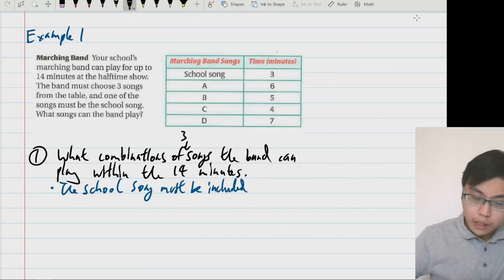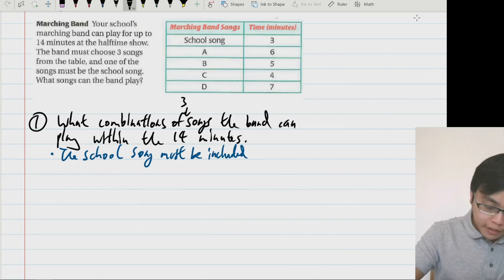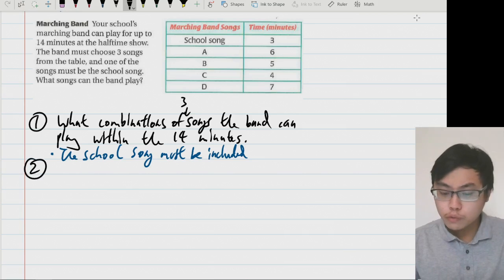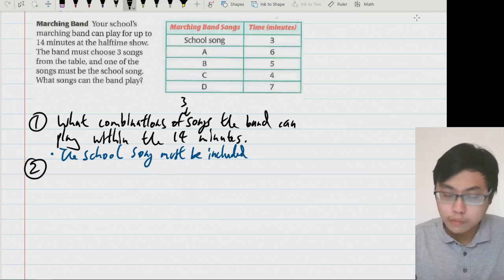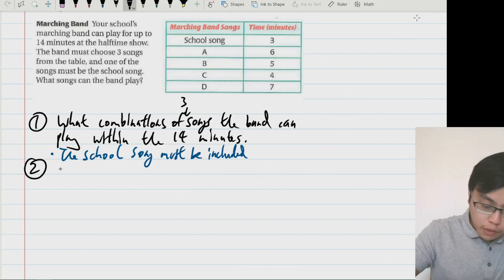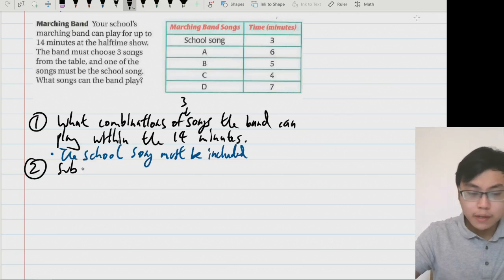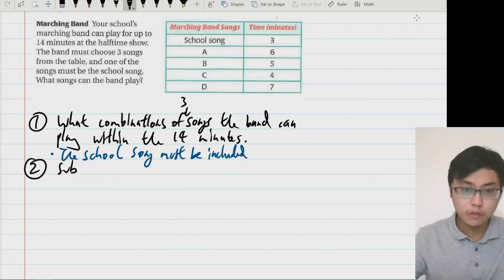And so now that we know this, let's go ahead and think of a strategy. If we know the school song must be included, how long is the school song? The school song is 3 minutes. So first we want to take off the 3 minutes, the time of the school song, from the 14 minutes.